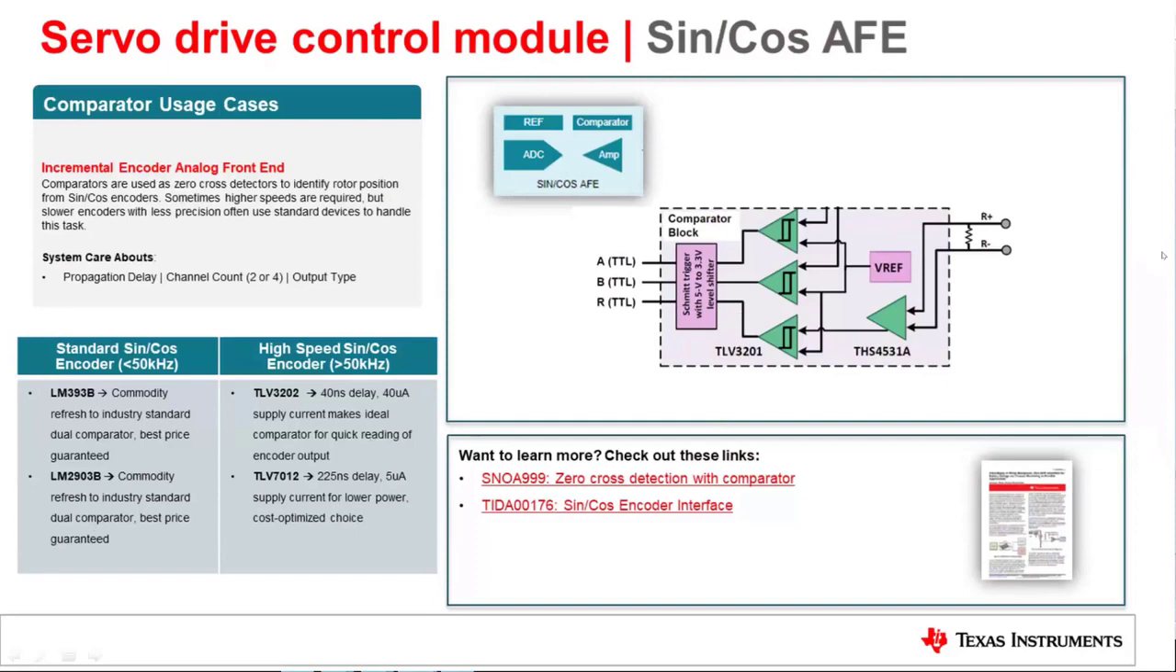TI has devices that will help you design whether you're developing a standard encoder where the speeds are a little bit lower for response, or a faster or more precise one. We have our standard comparators that are perfect for that application, or we even have higher speed 40 nanosecond type devices for a higher speed encoder. And for each of these parts at the bottom, you can see we have a lot of nice collateral on the web that can walk you through the steps. How do I actually set up my zero cross with the comparator? What are things I need to look out for? And then a full TI design on the actual encoder interface itself.